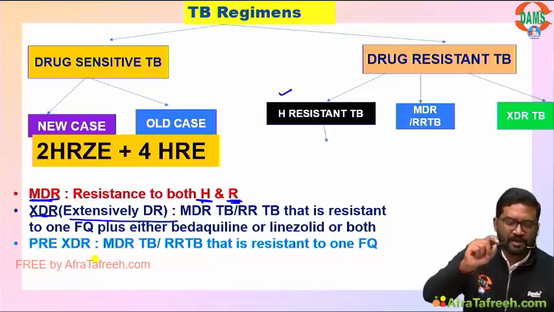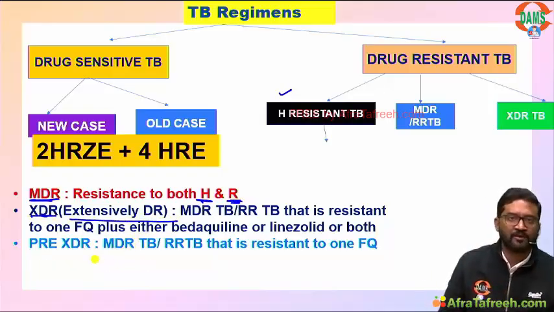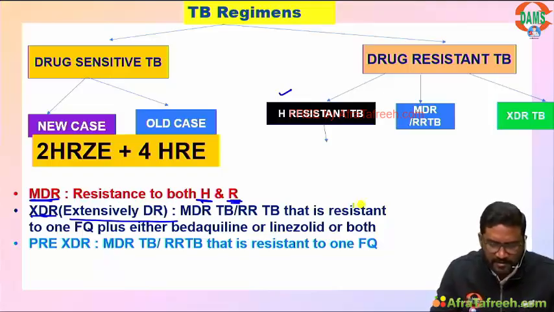See, right now K is not included in anion gap, students. K has been removed. So this is MDR TB that is resistant to, see here the definition.